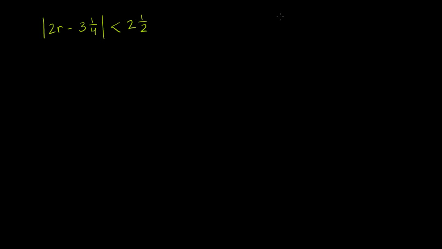And just as a bit of a review, if I were to say that the absolute value of x is less than, well, let's just say less than 2.5, that means that the distance from x to 0 is less than 2.5. That means that x would have to be less than 2.5, and x would have to be greater than negative 2.5.